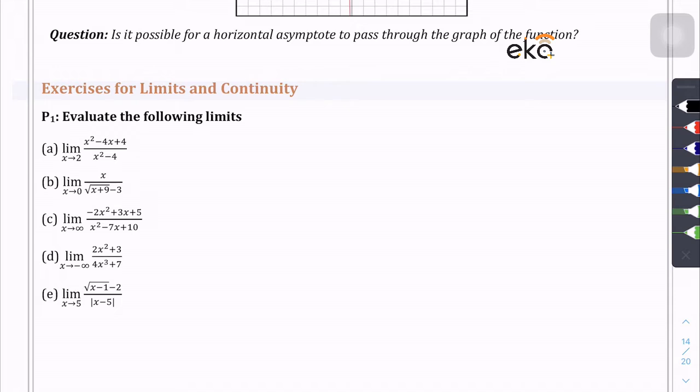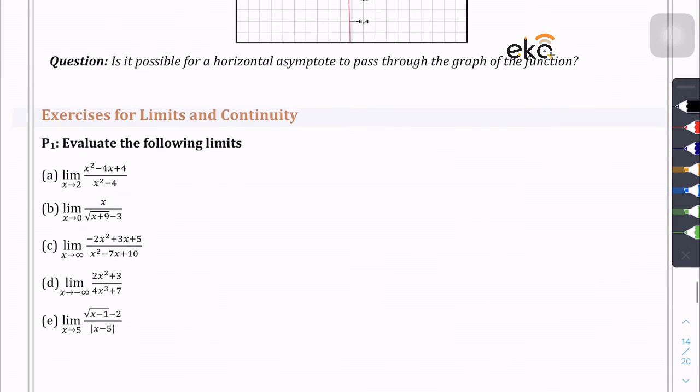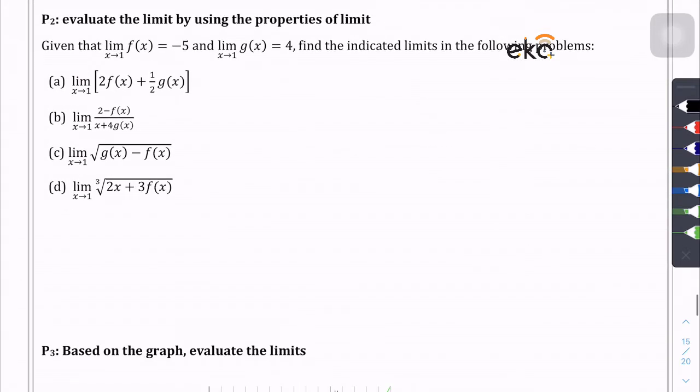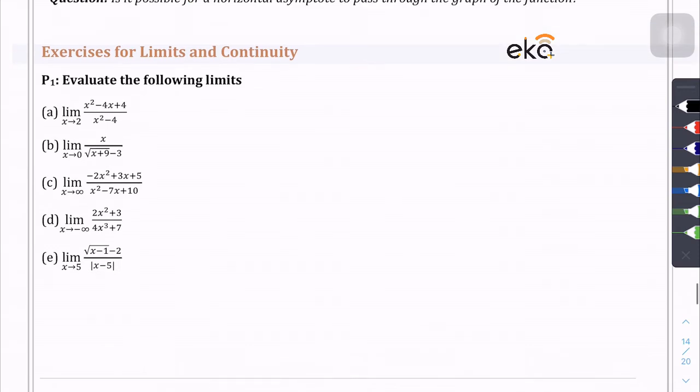Here are some exercises on limits and continuity. We'll do a few of them. Maybe we'll pick 2 from evaluating the following limits, 2 from part 2, and 2 from part 3. So a: the limit of x squared minus 4x plus 4 over x squared minus 4, as x approaches 2. The domain is x not equal to -2 or 2.